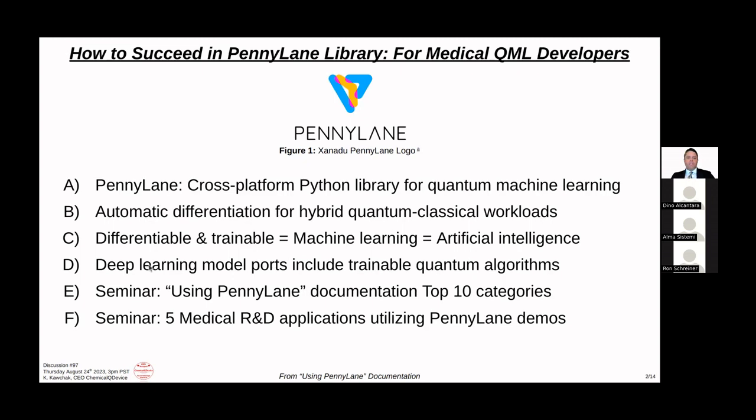They basically said for deep learning model ports, it's coming over from classical. So you already have a model and you're porting it with trainable quantum algorithms. A lot of times these will be the rotational gates, RY, RZ. There are other parameterized gates and controlled RYs and so on and so forth.